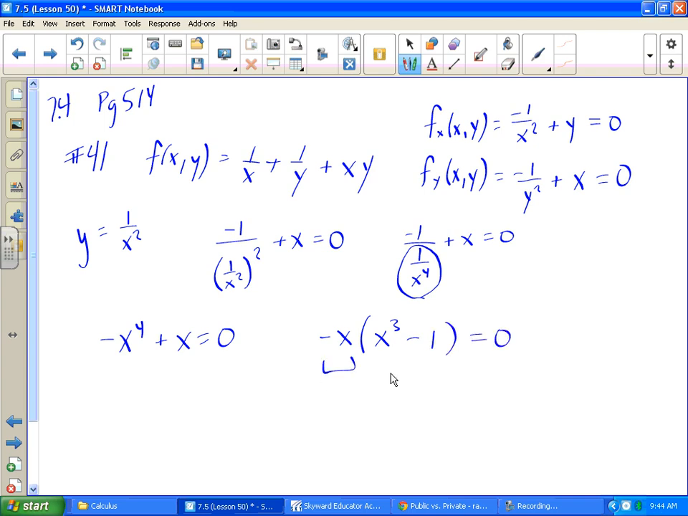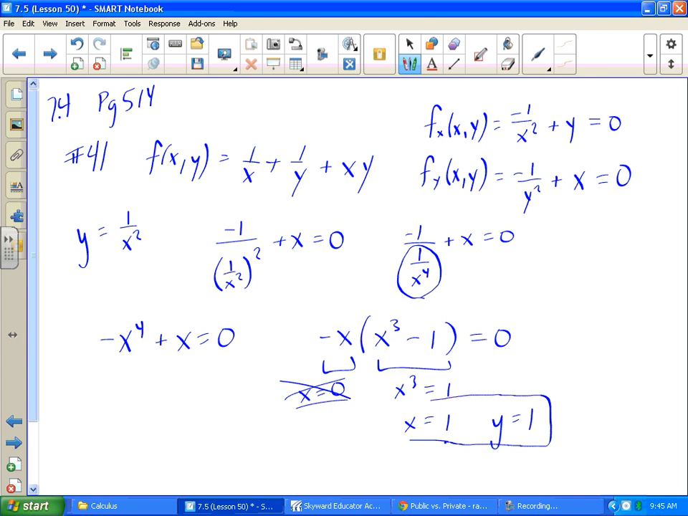So either this is 0 or this is 0. If this equals 0, what's my x? 0. And if this equals 0, I would have x cubed equals 1. So x would equal 1. So I either have x is 0 or x is 1. Now, if I go back and try to plug that in to find my y, which value doesn't work? 0, because you can't divide by 0. So that one's out. So it's just x equals 1. If x equals 1, what's y going to equal? 1. And it just says find the values of x and y such that they both equal 0 simultaneously. So these would be our answers here.